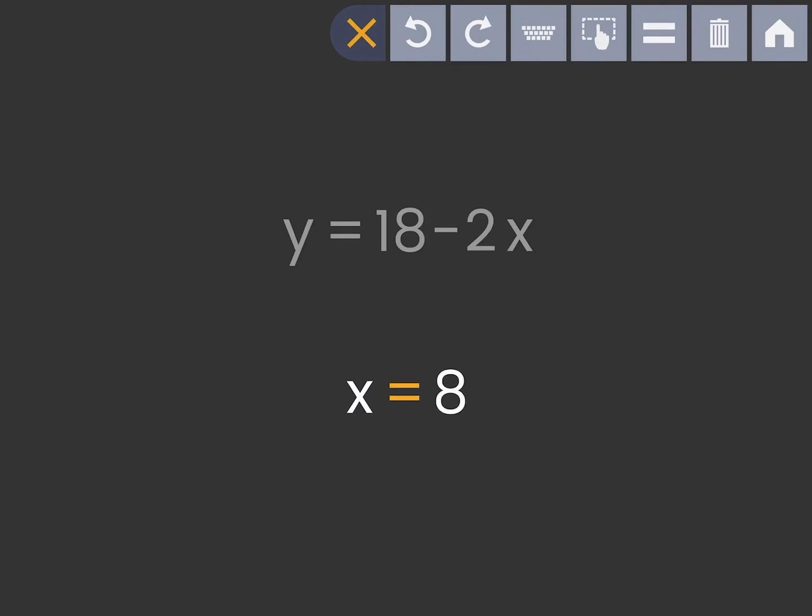Once you've found x, you can substitute it back into the first expression. Continue this process until you've solved both equations.